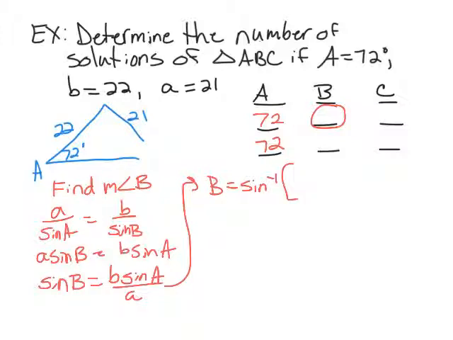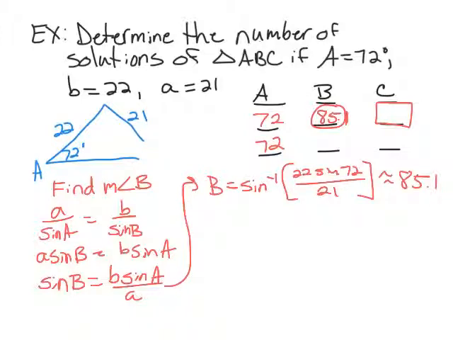And it's going to be 22 times the sine of 72 all over 21. That ends up being about 85.1 degrees. Now, for this type of problem, I'm going to round to a tenth, and that'll be sufficient because I'm just trying to figure out how many solutions we have. Okay, so once I have B, now I need to find C. C is going to be the result of taking 180 and subtracting 72 and subtracting 85.1. C ends up being 22.9.